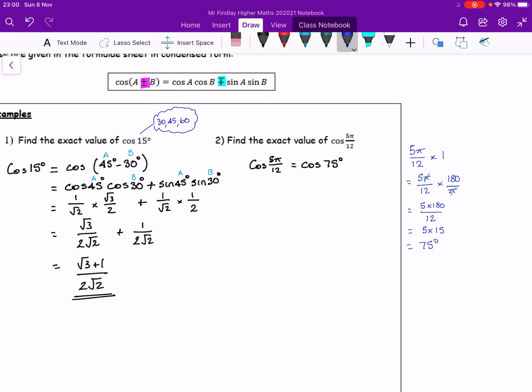Okay, and again, with that 75 degrees, I am considering the three values and get my exact values, 30, 45 and 60. How am I going to get 75? And the only way I can do that is to add the two of those together. So cos 75 is exactly the same as cos of 30 plus 45 degrees. Okay, ready for my expansion.